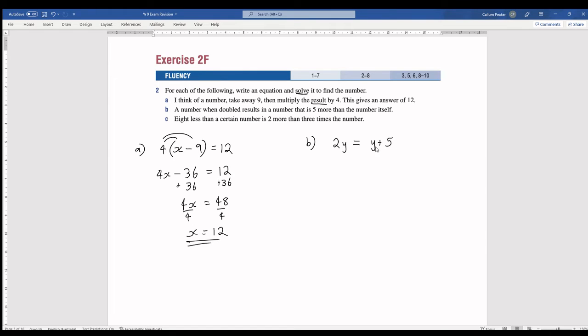We can now solve it using strategies from exercise 2E. So we subtract y from both sides. That would be what I do first. And 2y minus y just gives me 1y is equal to 5. And that's my answer.